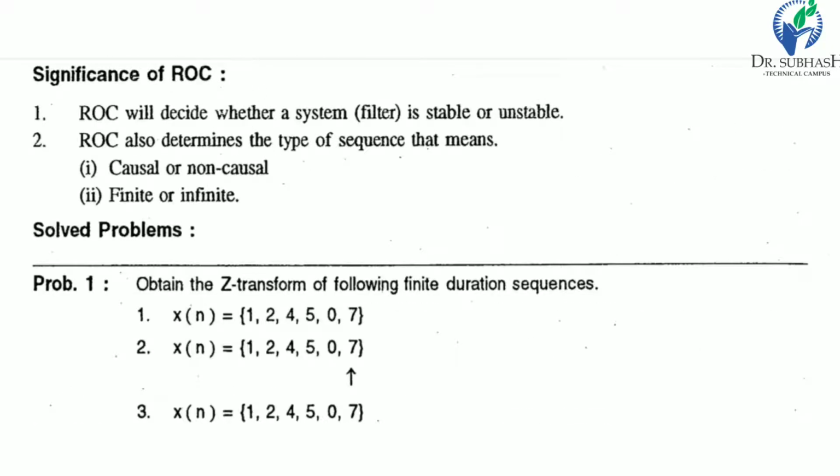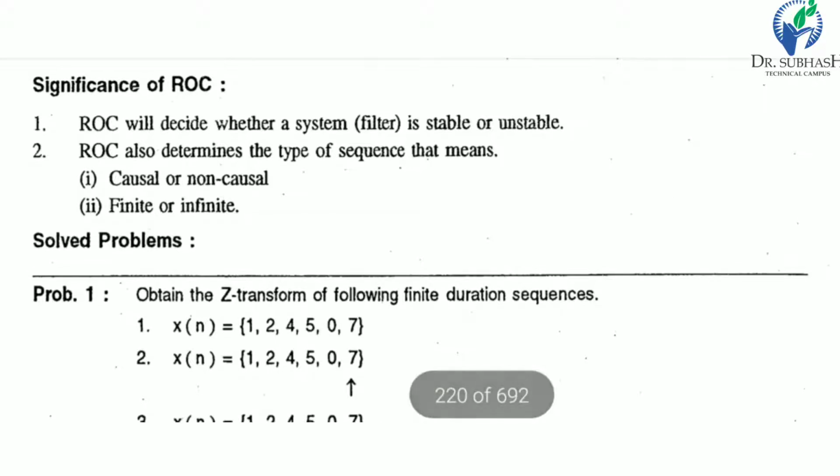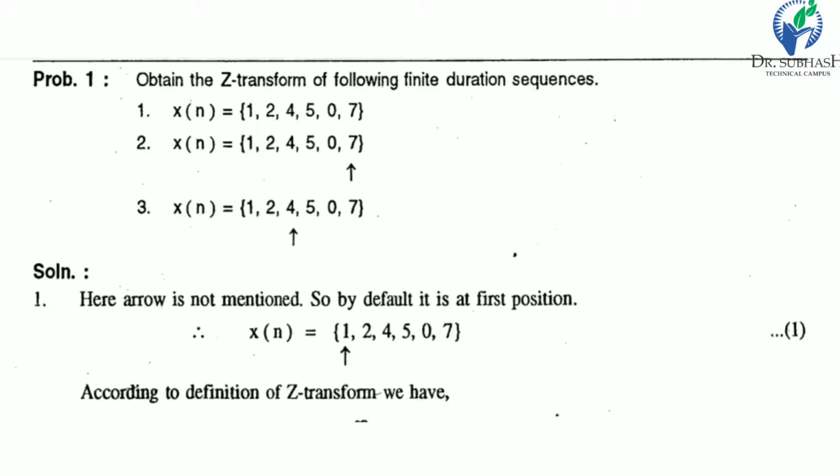So, the significance of ROC. ROC will decide whether a system is stable or unstable. ROC also determines the type of sequence, that means causal or non-causal, or finite or infinite. So let's start our examples so we can understand how ROC and Z work.